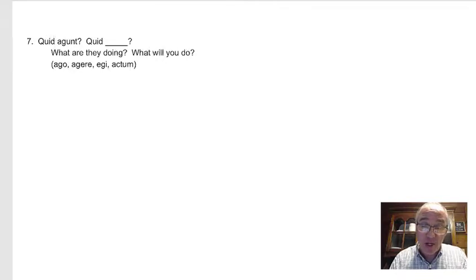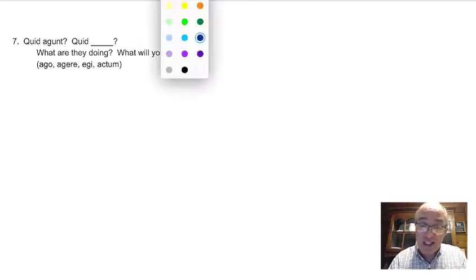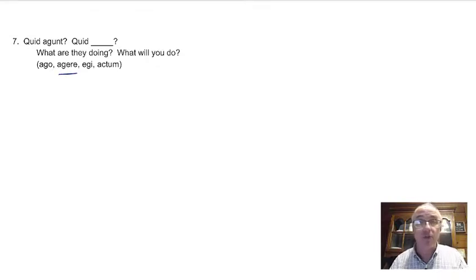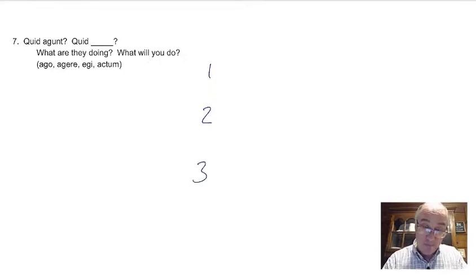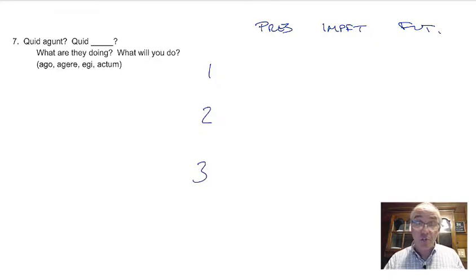Well, first of all, you have to recognize that ago, agere, egi, actum is a third conjugation verb. And you know that because agere is a short ere. So let's redraw our chart. First conjugation, second conjugation, third conjugation, present, imperfect, and future.